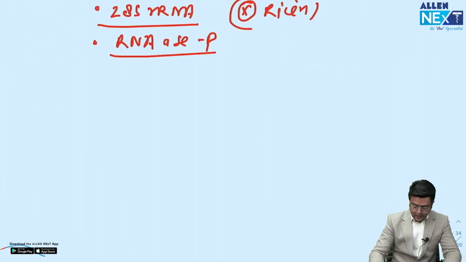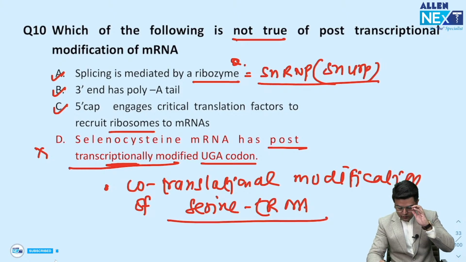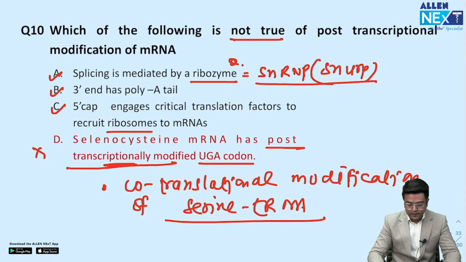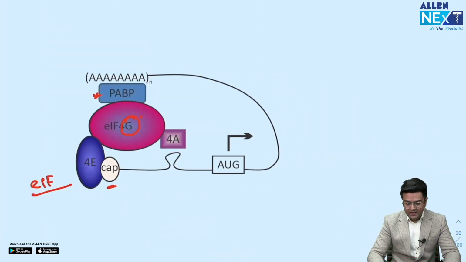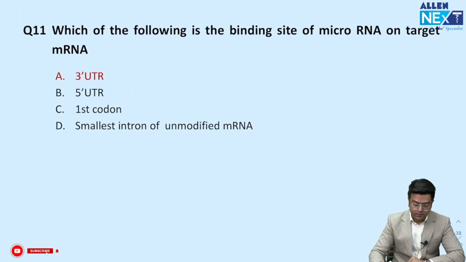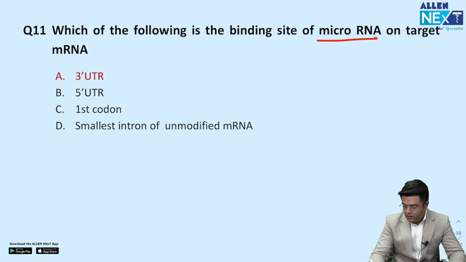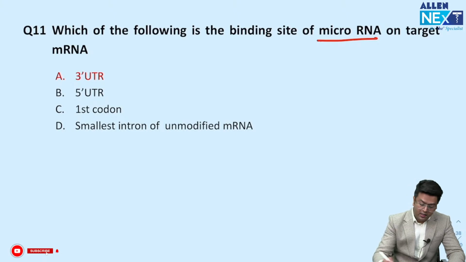Okay, so guys, that is the question that we have covered, which is not true, right? Now splicing is mediated by the SNRPs, right? That I told you, which is an example of ribozymes. Question 11. Which of the following is the binding site of microRNA on the target? So what is the binding site of microRNA? His answer is 3' UTR.